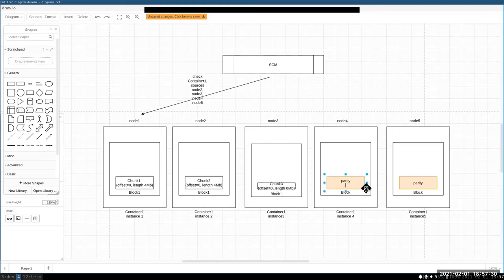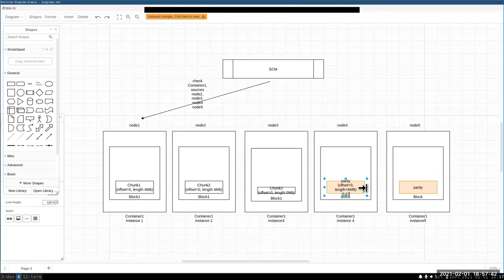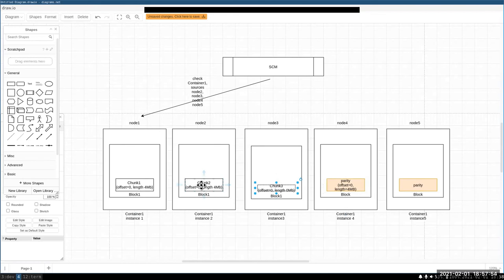This one actually, it should be stored offset 0, and this is length 4 megabyte. But actually, this is the parity of the 0 to 12 megabyte, because this is the parity for this one. And it should be a 4 megabyte block, because even if this is zero data, this is real data. So this is some kind of parity based on the data and zero data. We don't need to store the zero data, but it will be used for the calculation.